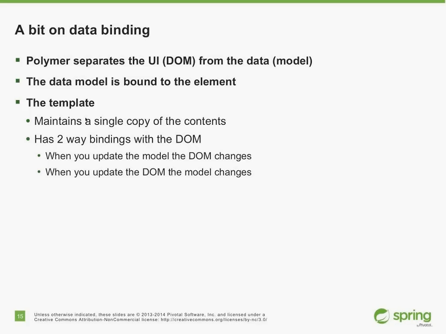They are actually fairly well separated, and we use a template to help us along with this. So the template defines our UI. We stamp it out into an instance. It contains a single copy of all of our content, and then we have Polymer and the templates maintaining two-way bindings so that if I change my DOM, say I enter a value in an input field, that value is then reflected back into the ultimate model, and then that model can propagate it off even into other components.